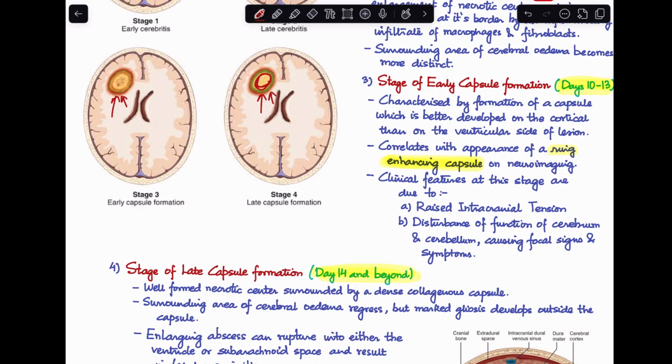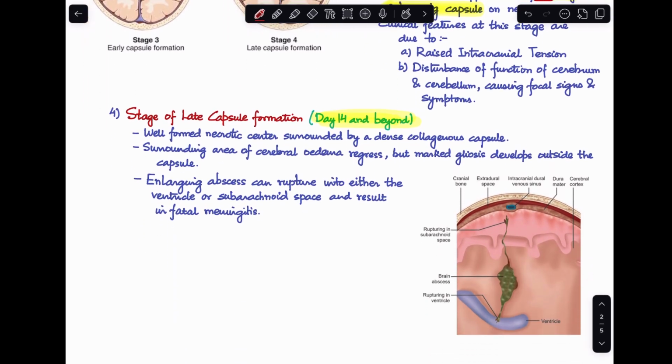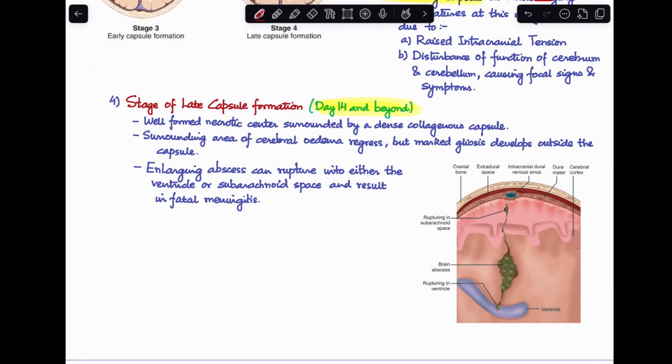The surrounding area of edema starts to reduce. If you see here, the reddish area has started to reduce now, but there will be marked gliosis formation outside of the capsule. The enlarging abscess that we see can sometimes even rupture. If you see here in the image, sometimes the abscess can end up rupturing either into the ventricle or into the subarachnoid space, and it can result in a complication which is fatal meningitis. So these are the 4 stages of otogenic brain abscess formation and what features you see in all of them.